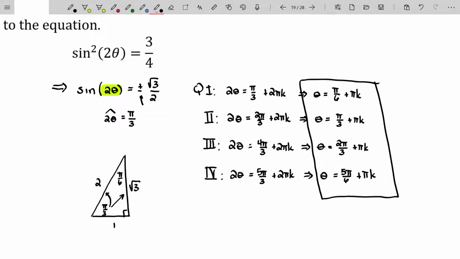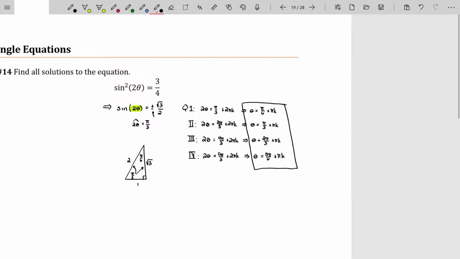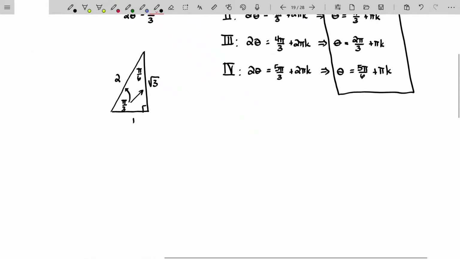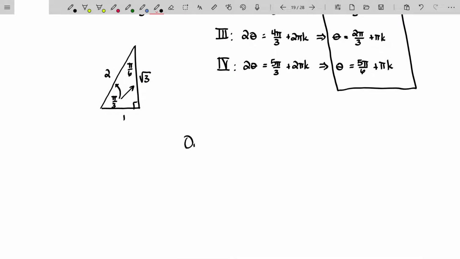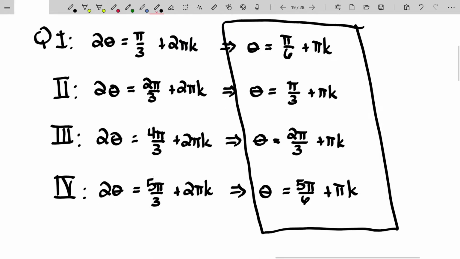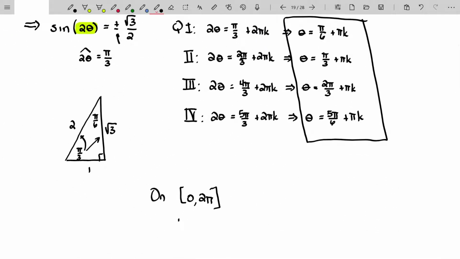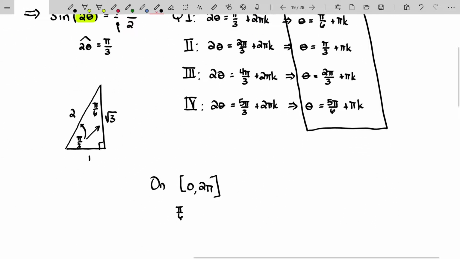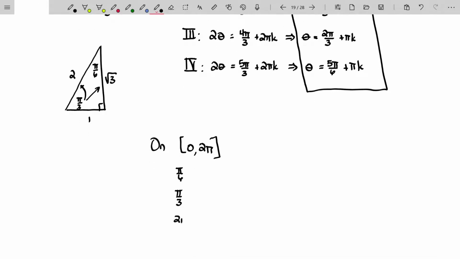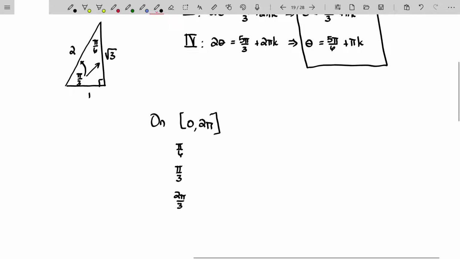Let's suppose that I had said I need not all solutions, but only the solutions between 0 and 2 pi. Well, if I wanted the solutions on 0 to 2 pi, in the past, what we would do is we'd let k equal 0, and we'd be done. So if you let k equal 0, you get pi over 6, pi over 3, 2 pi over 3, and on the last one, 5 pi over 6, right?